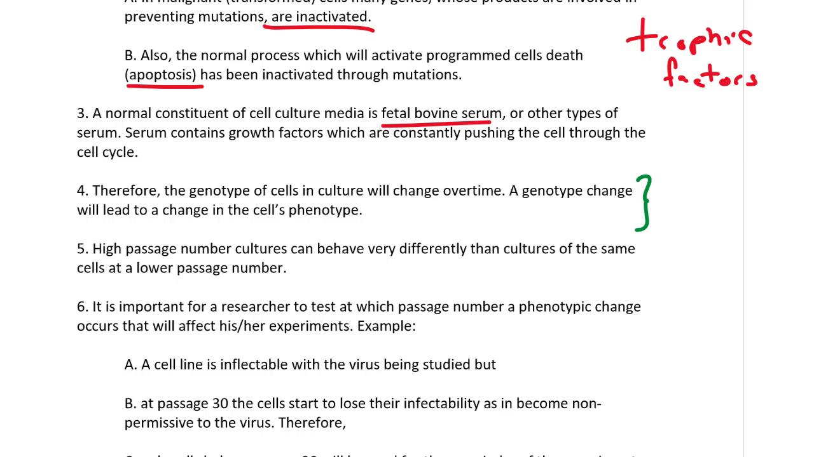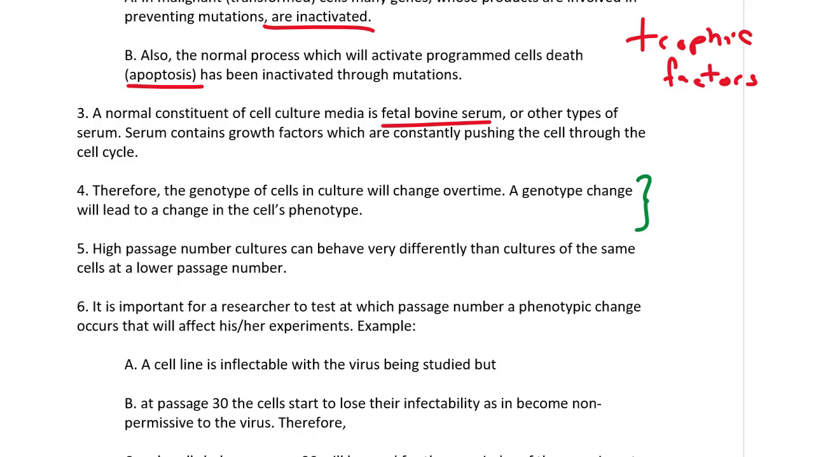Where mutations occur is when DNA is being replicated. And where is DNA being replicated? DNA is being replicated during the S phase of the cell cycle. So every time the cell goes through cell division, it picks up more mutations when it's transformed. Since the cells are constantly being pushed through mitosis because the fetal bovine serum or the fetal calf serum has growth factors in it, at every round of division you're getting more mutations.